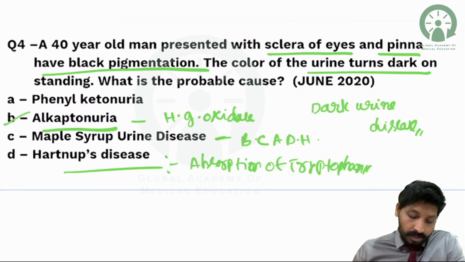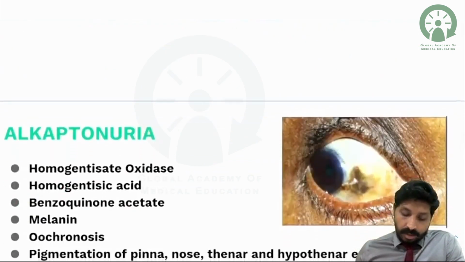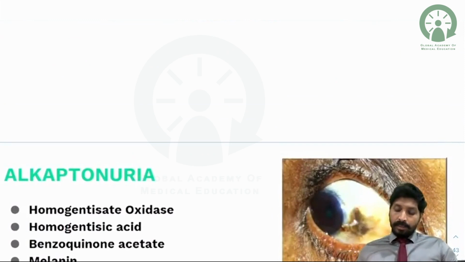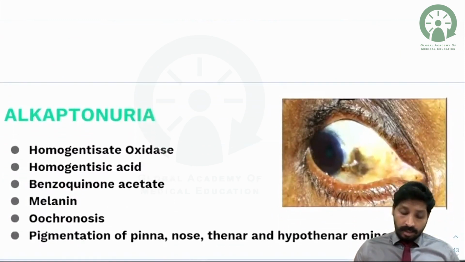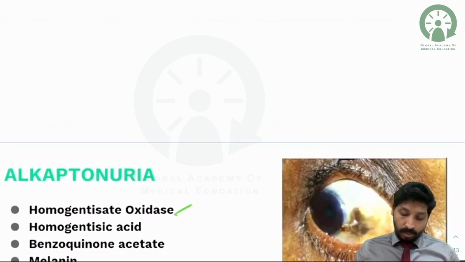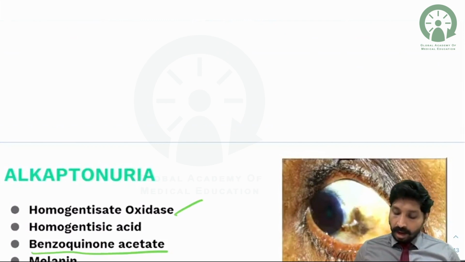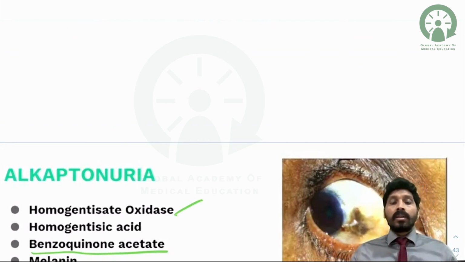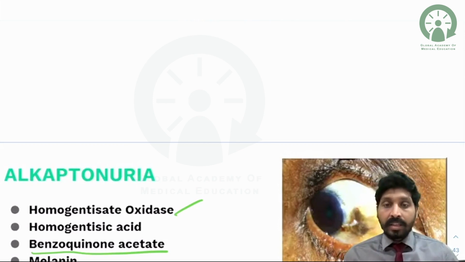So the correct option is alkaptonuria. This is a clear-cut case: you see the sclera of the eye has gone dark in color. The enzyme deficiency is homogentisate oxidase, and the metabolic product is homogentisic acid, giving benzoquinone acetate, melanin, ochronosis, pigmentation of pinnae, nose, thenar and hypothenar eminences. These are the characteristic features of alkaptonuria, and these are previous year questions that have been repeatedly tested.